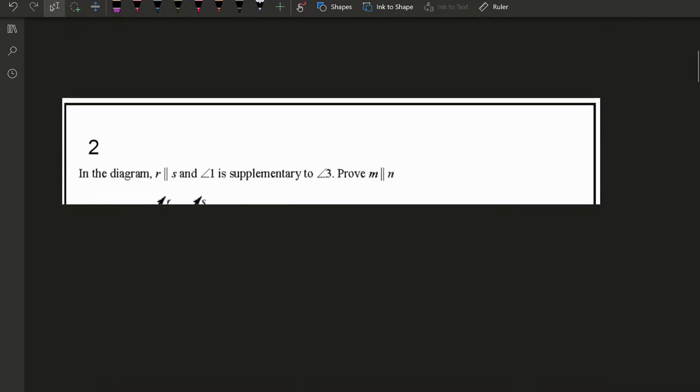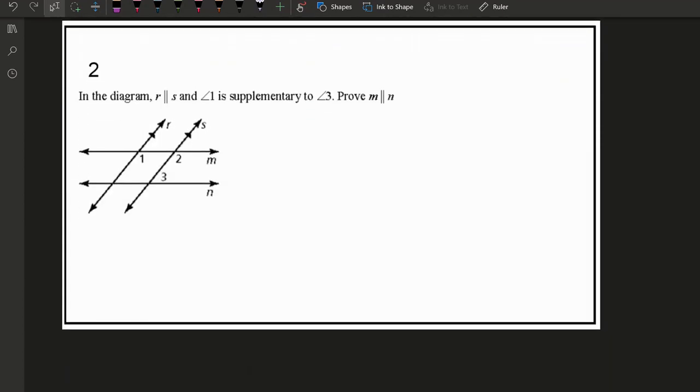Okay, moving on to number 2. Okay, R is parallel to S and 1 is supplementary to 3. Now the reason I brought this one up is this is one that we used on a quiz, and I wanted to bring up how to go over that. So number 1, I'm going to just state my givens. R is parallel to S, and that's given. Step 2, I can say measure of angle 1 plus measure of angle 3 is equal to 180, and that's because of the definition of supplementary.